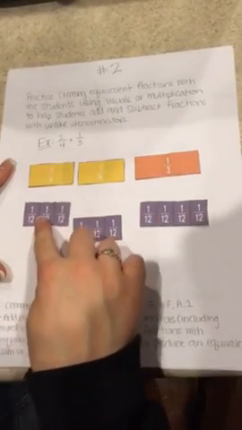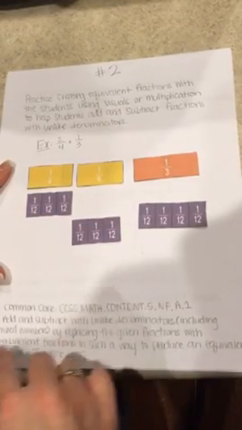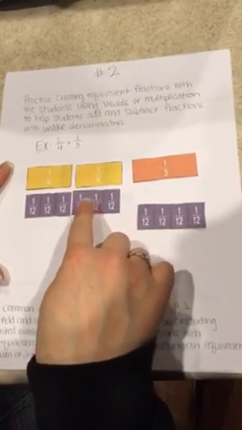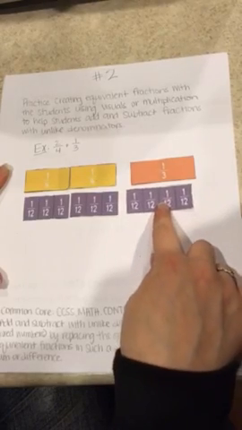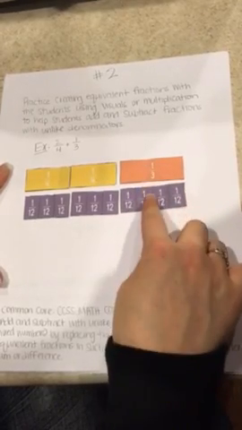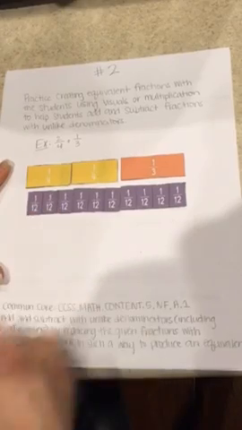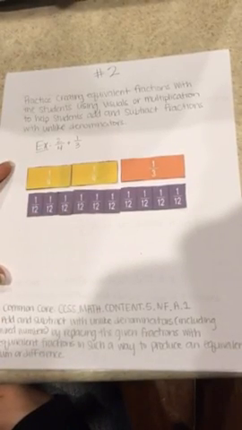And we know that 3/12 is equivalent to 1/4. So 6/12 is equivalent to our 2/4 plus 4/12 is equivalent to our 1/3. And if we put all of our 12s together, we get 10/12.